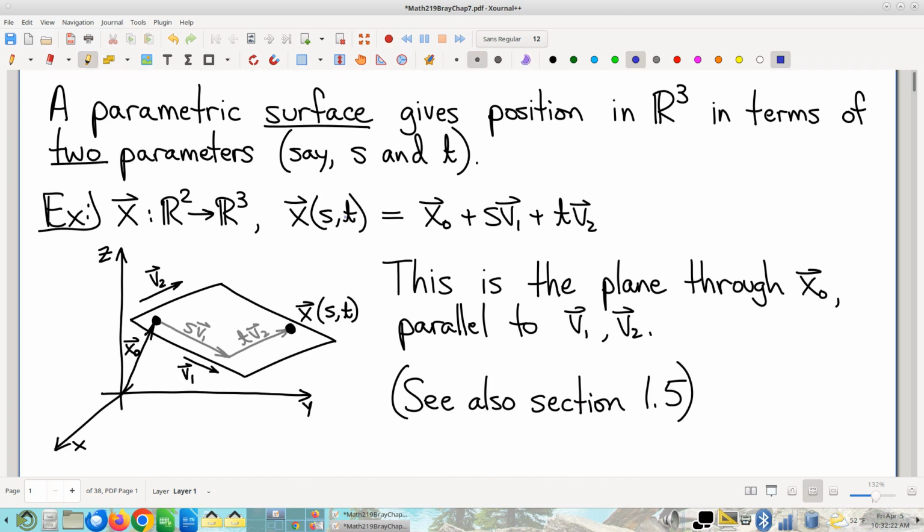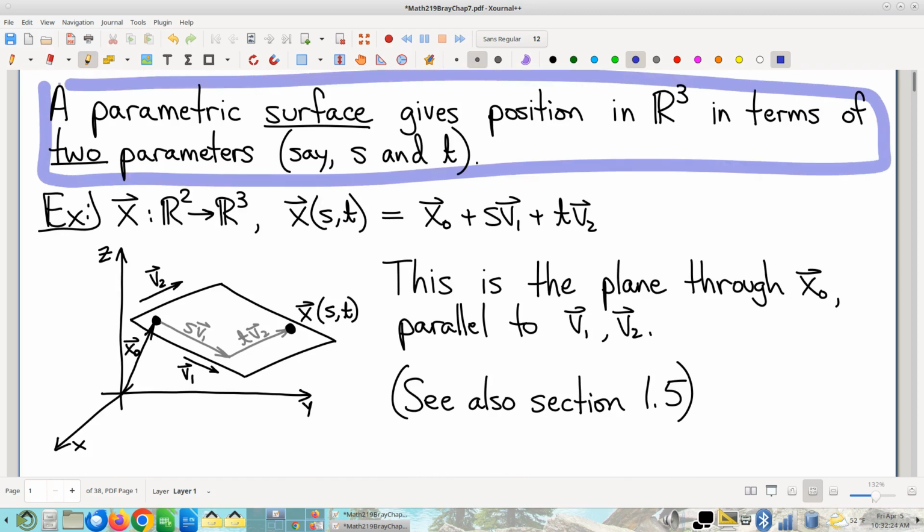Its position as a function of two parameters. It's very, very conceptually similar to a parametric curve. A parametric curve gives you position as a function of one parameter, typically time, right? And that causes you to trace out a curve. A parametric surface is just the same idea, position as a function of now just two parameters.